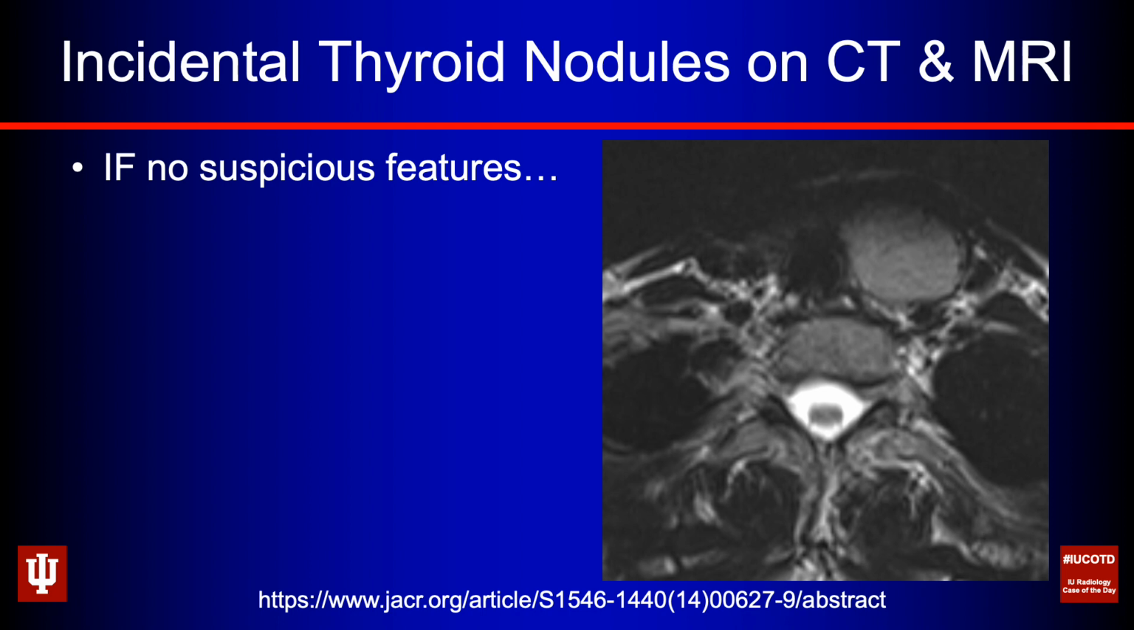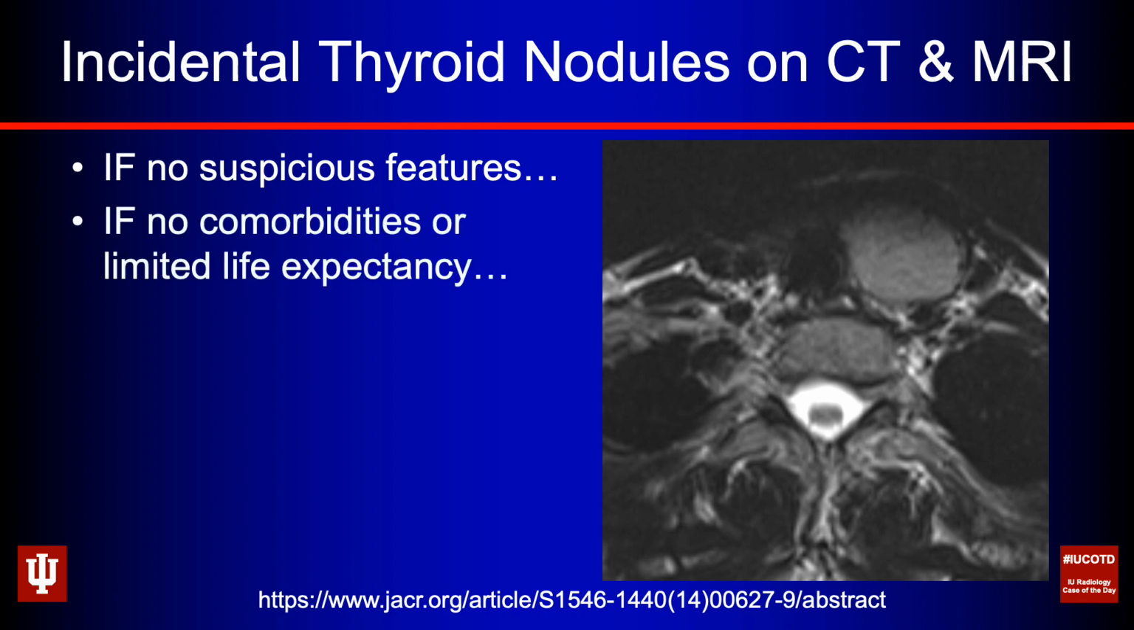If there are no suspicious features, in other words, it doesn't look like this nodule has extrathyroidal invasion, it's not blowing its way out of the thyroid, if there are no suspicious lymph nodes that look like metastatic nodes, and if there are no comorbidities or limited life expectancy, which albeit is tough to figure out if you're a radiologist, but if those criteria are met, then you can look at the patient's age and the size of the nodule and figure out what needs to happen next.